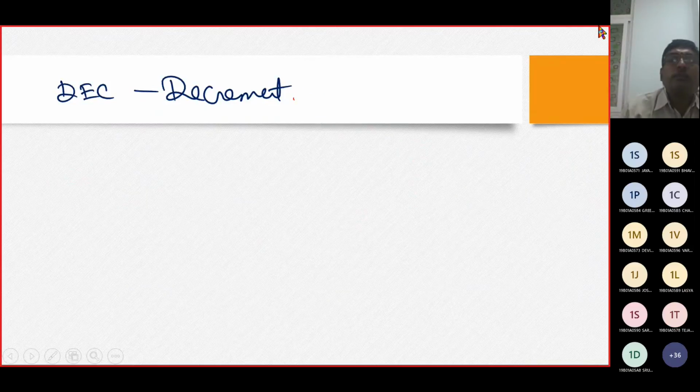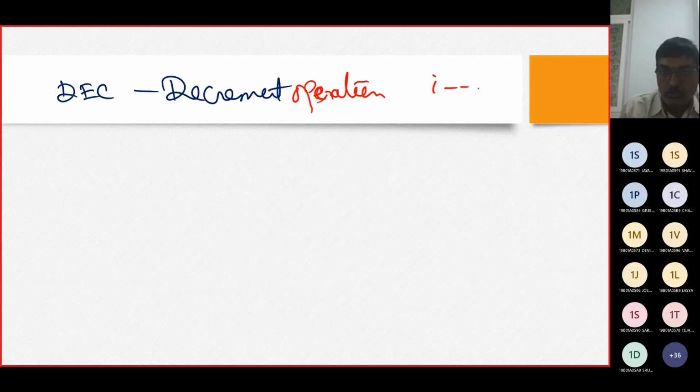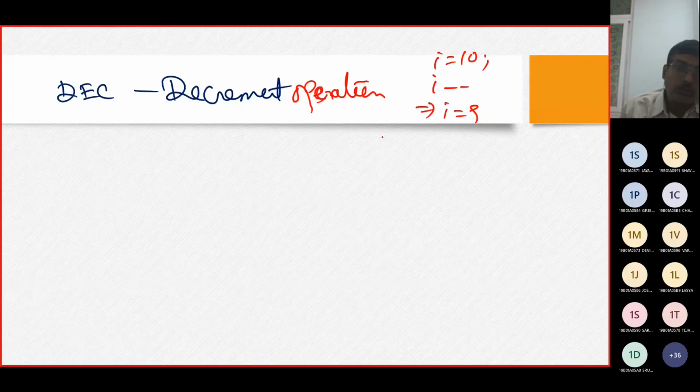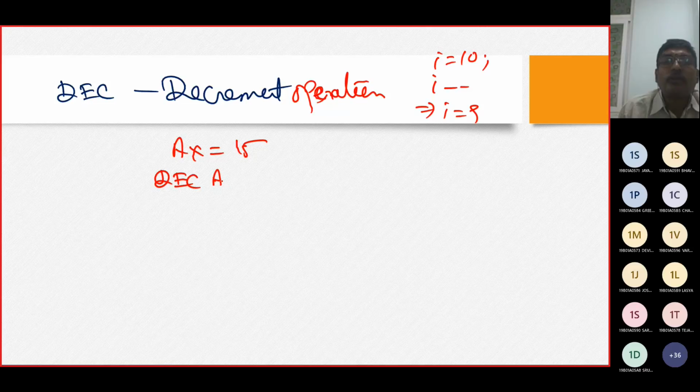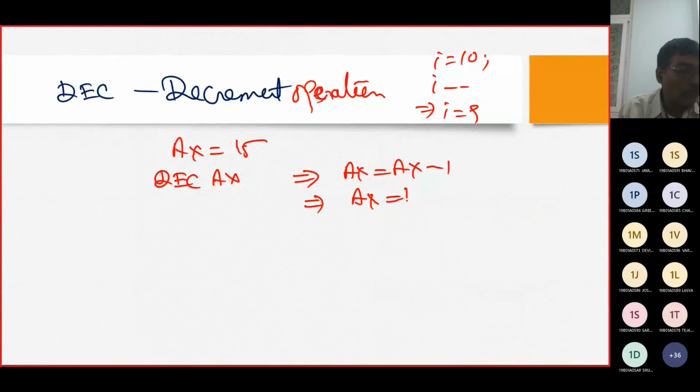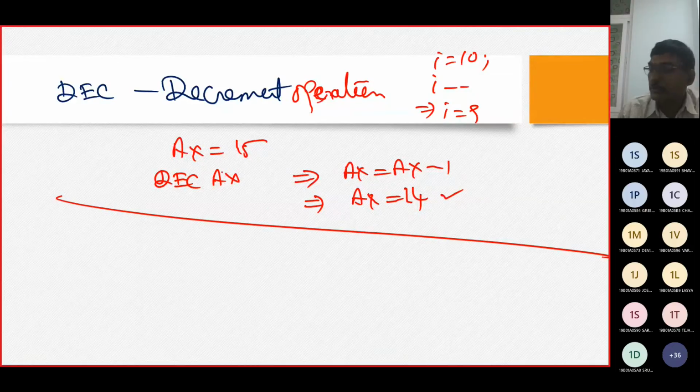The third thing was the decrement operation. So when we are working with the decrement operation, I say I minus minus. So I is equal to 10, and then I say I minus minus. Now I is equal to 9. Similarly, I can say accumulator is equal to 15, and then I say DEC of AX. What this implies is AX is equal to AX minus 1, so the answer of AX will be 14. In this way, we interpret the decrement operation.